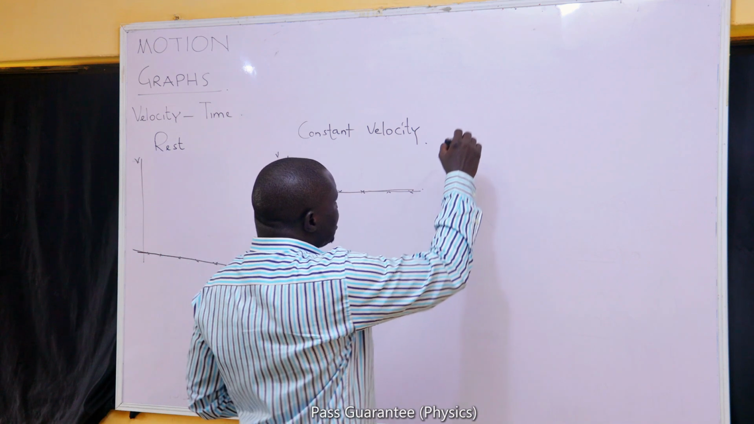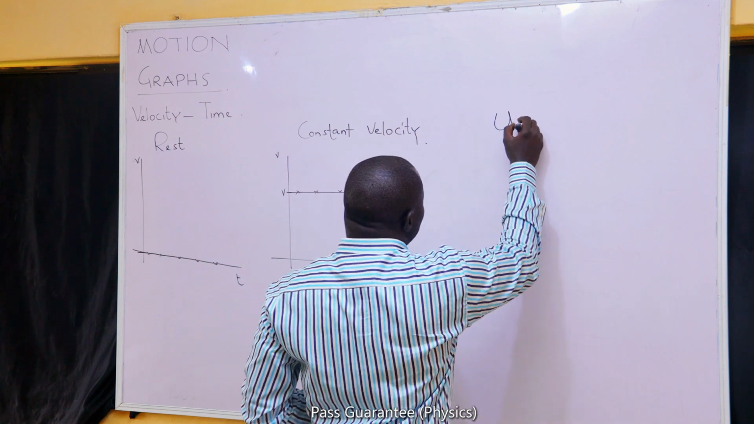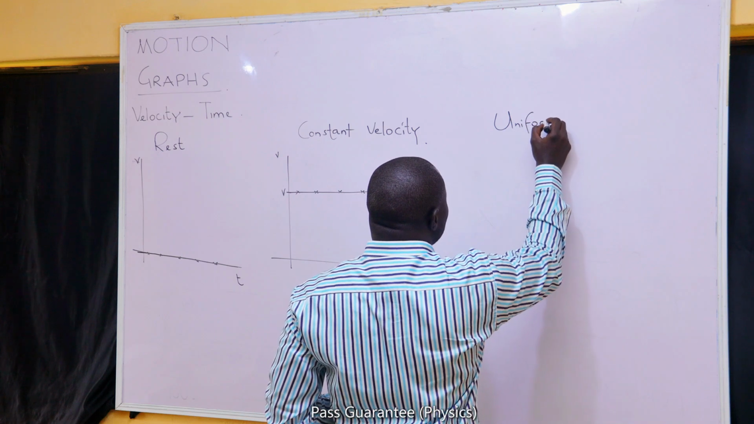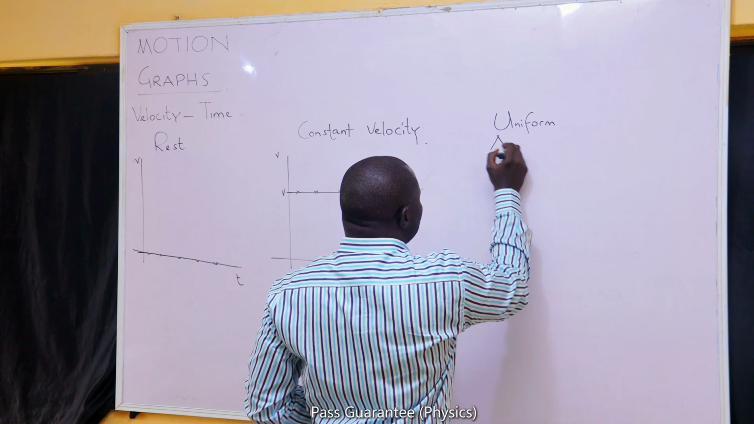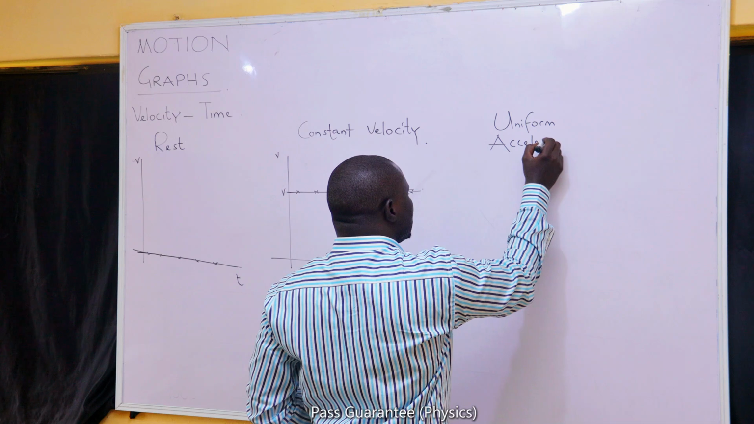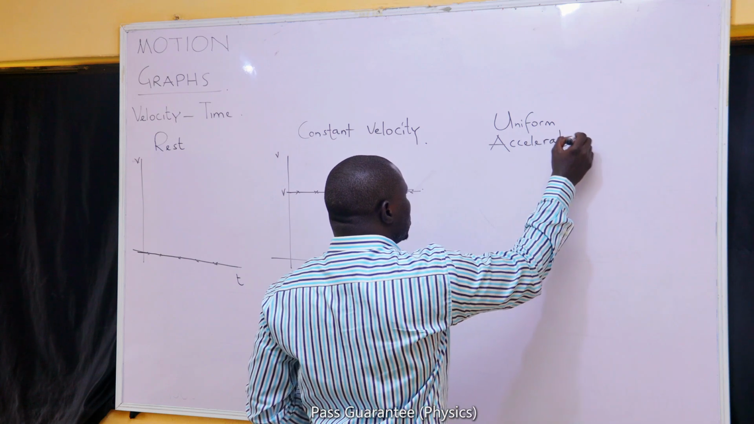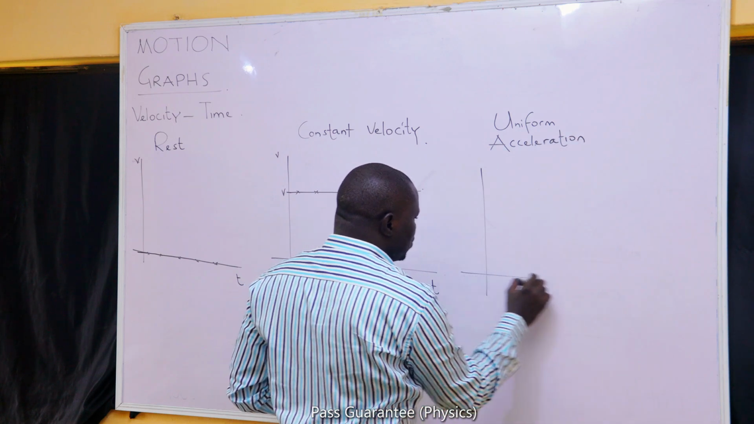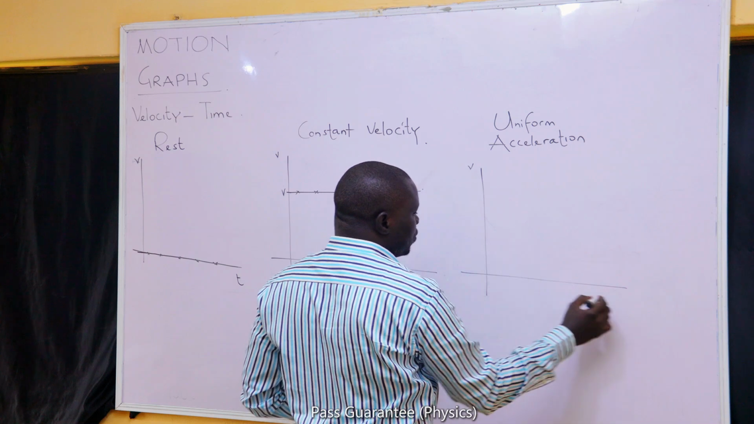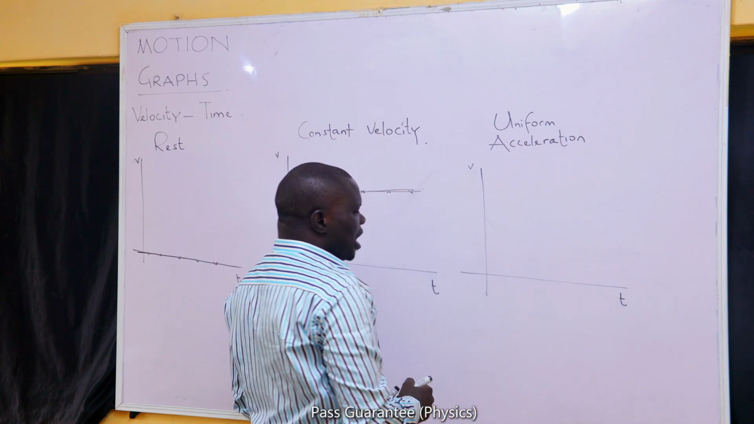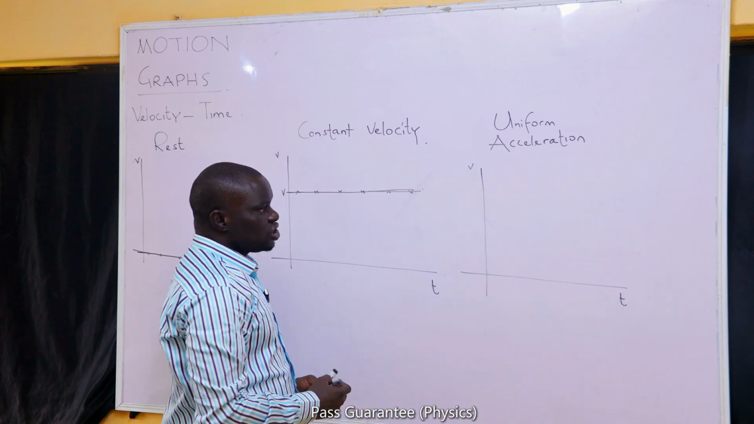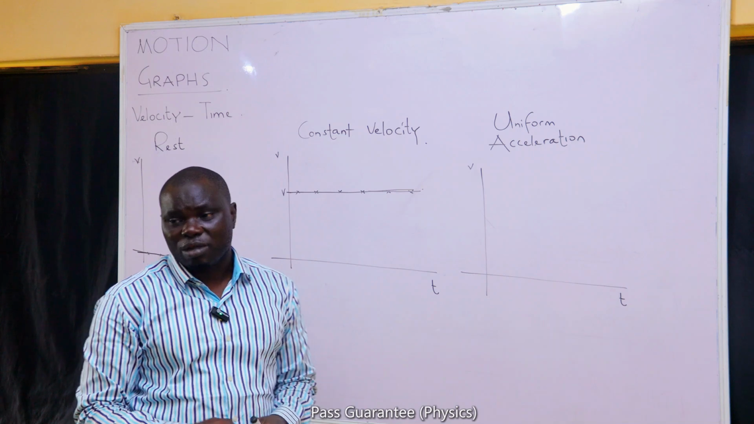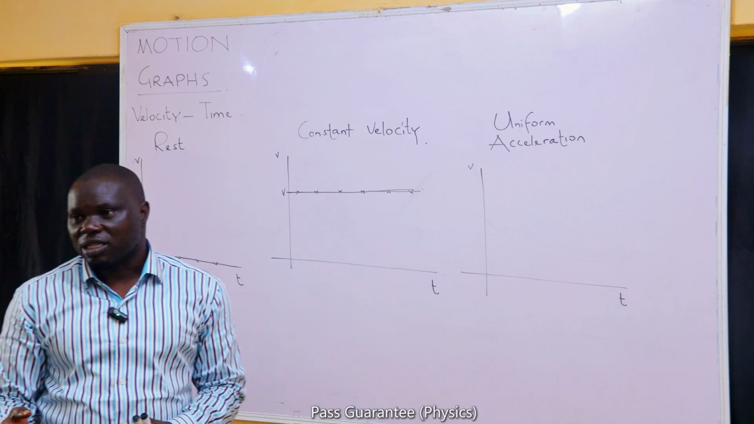The next thing is when the object is moving with a uniform acceleration. It's now accelerating, so the velocity is changing. If it is accelerating and the velocity is changing, how do we draw the velocity time graph of the motion of the object? The velocity time graph will have to indicate that the velocity is changing, but the velocity is now changing by equal amounts in equal time intervals.